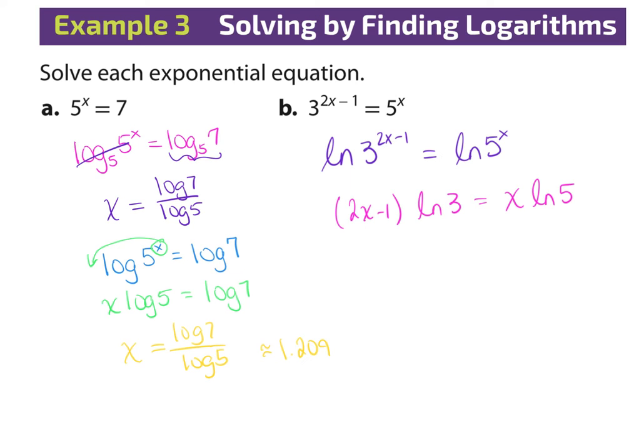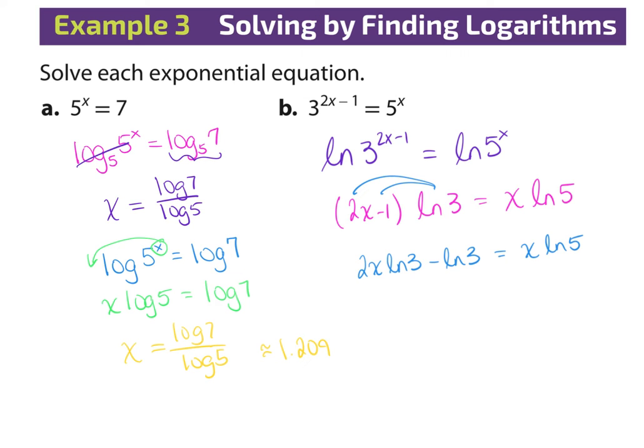Now, for this one, they actually distribute it through because we have a little issue here going on. And so we really need to get all of our variables to one side and all of our numbers to the other. And my variable is in a group. So we're going to distribute here. We're going to go through this process and distribute. So we have 2x natural log of 3 minus the natural log of 3 equals x natural log of 5.